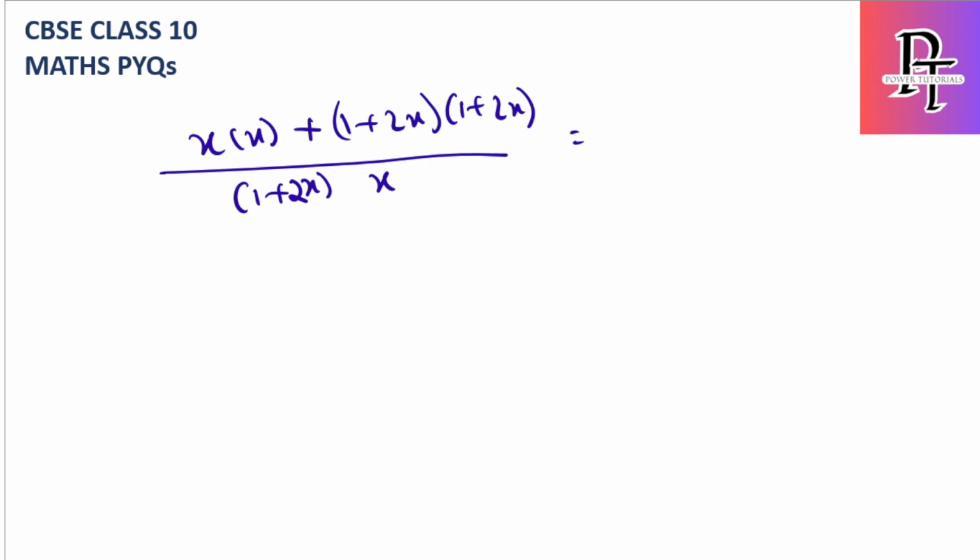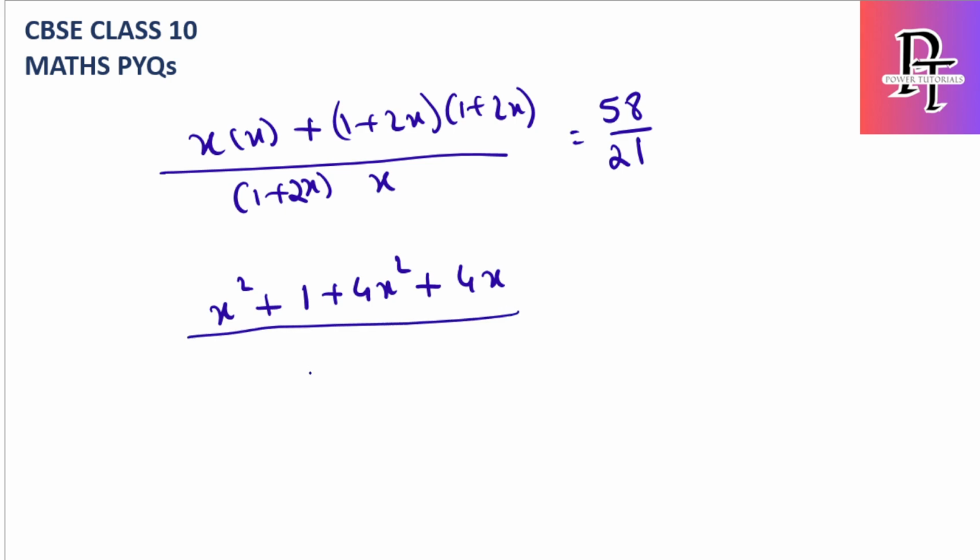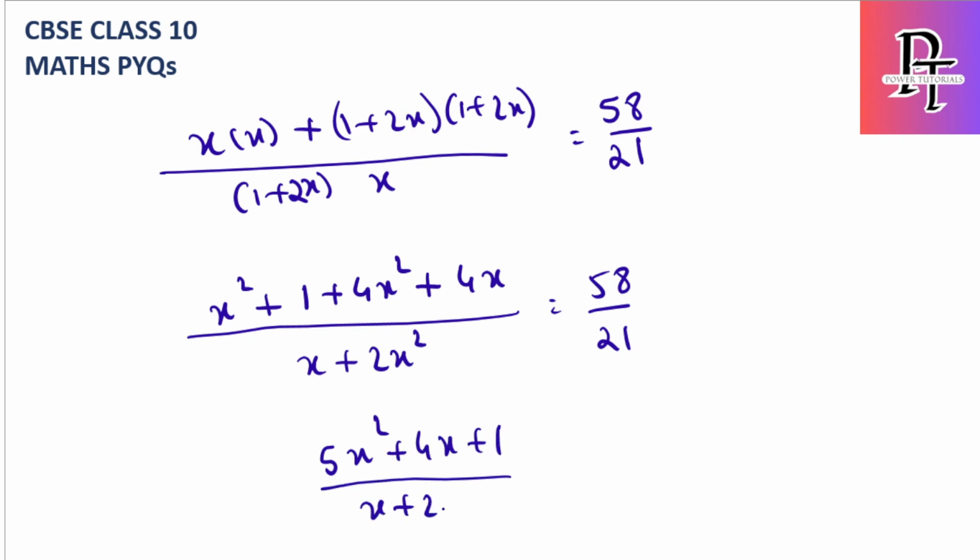And on the right side we have 58 by 21. So this becomes x square plus, it is the (a plus b) whole square form, a square plus b square plus 2ab, which is 4x by x plus 2x square is equal to 58 by 21. So if I add it here, it becomes 5x square plus 4x plus 1 by x plus 2x square is equal to 58 by 21.